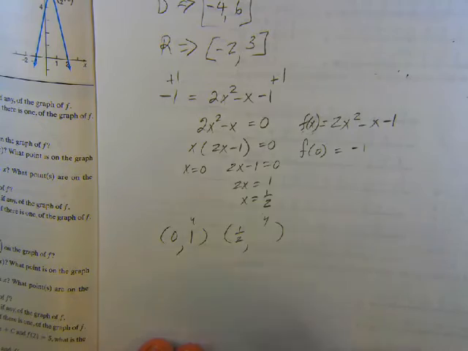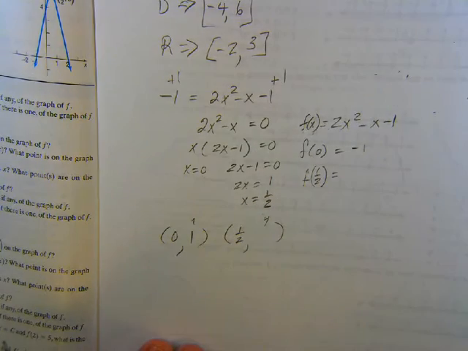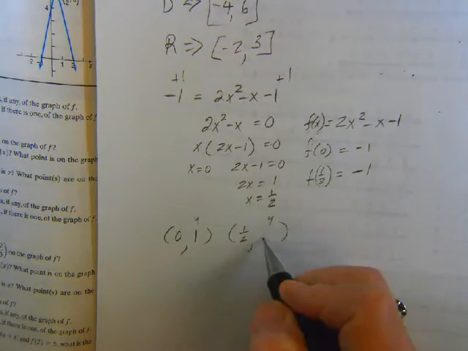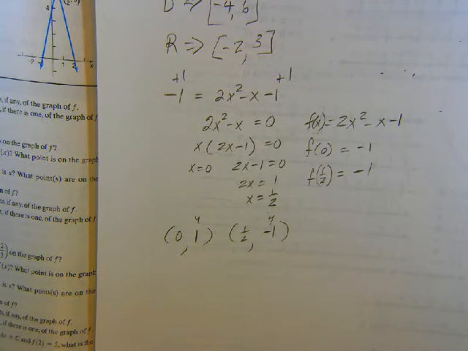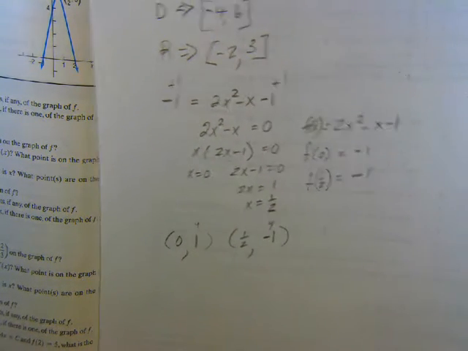What about f of 1/2? What'd you get? Negative 1. This gets you your 2 points. So there were 2 questions in that problem. If you didn't catch this on your homework, guys, this is what you were looking for on that.